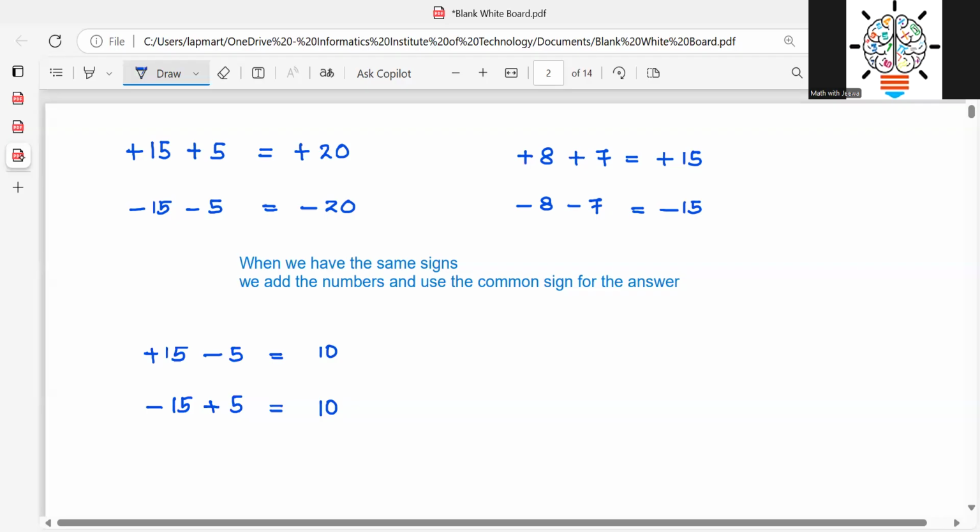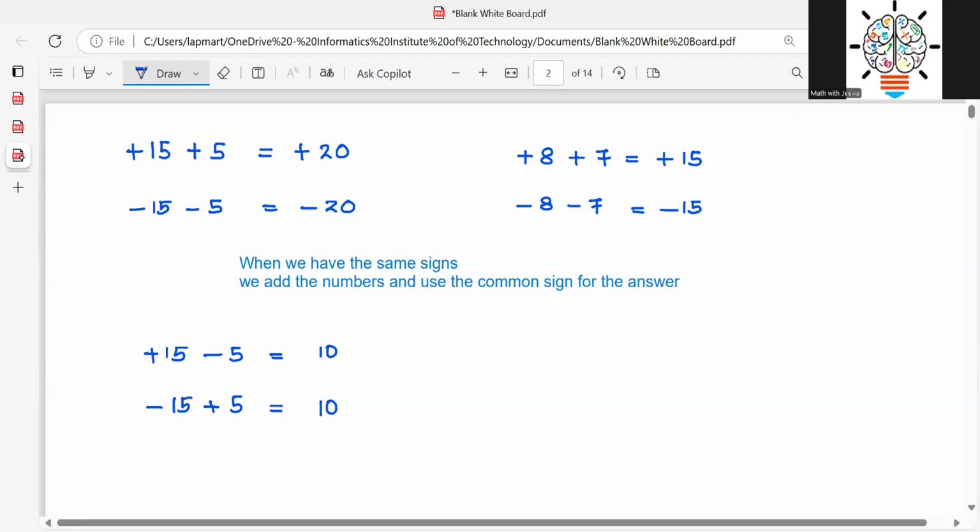You know that we have learned directed numbers, the number line, how the values change with the direction, the positive numbers and the negative numbers. We have discussed all these things. For the time being, I'll explain it like this. When you have different signs, we get the difference of the numbers. 15 and 5, the difference is 10. And we use the sign of the higher digit.